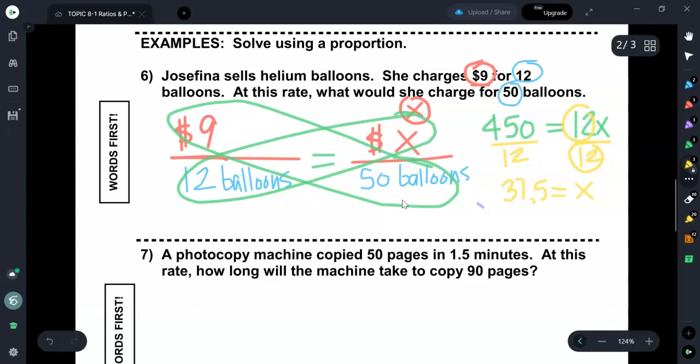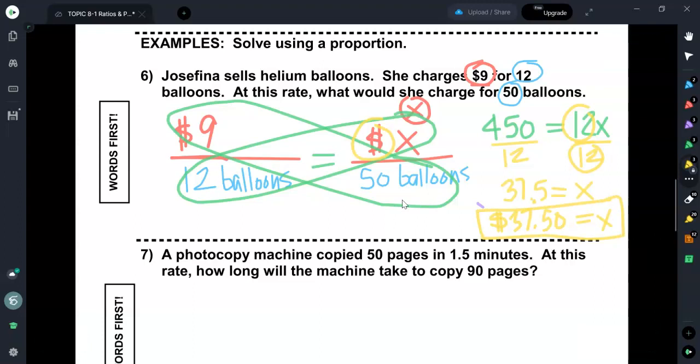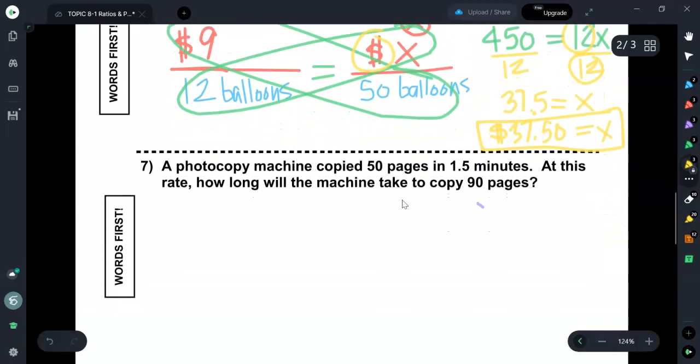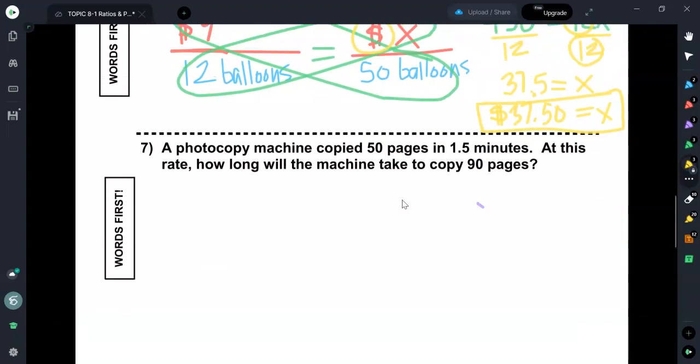Now, what was it we were looking for to begin with? Charging money, right? So what does that 37.5 represent? Money. So 37.5 is another way of writing $37.50 in money. So what we've done is we know, you can hear my children arguing in the background in the other room. If she charges $9 for 12 balloons, how much money is she going to charge for 50? $37.50.